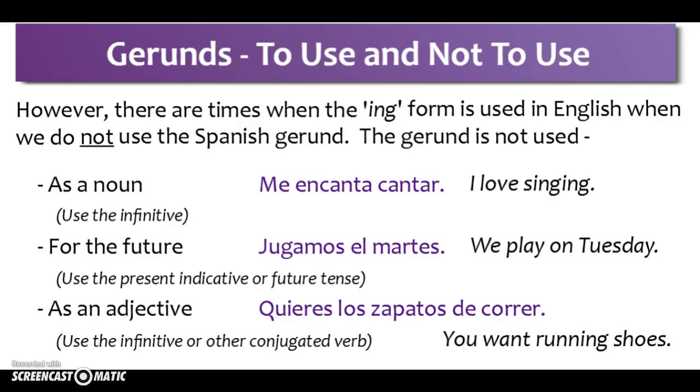Or as an adjective. You want running shoes. We have an ing form there, but in English we're using that as an adjective to describe the shoes. In Spanish, I want to say, ¿Quieres los zapatos de correr? I want the shoes of running. The shoes to run. So these are examples when we do or do not want to use the gerund.